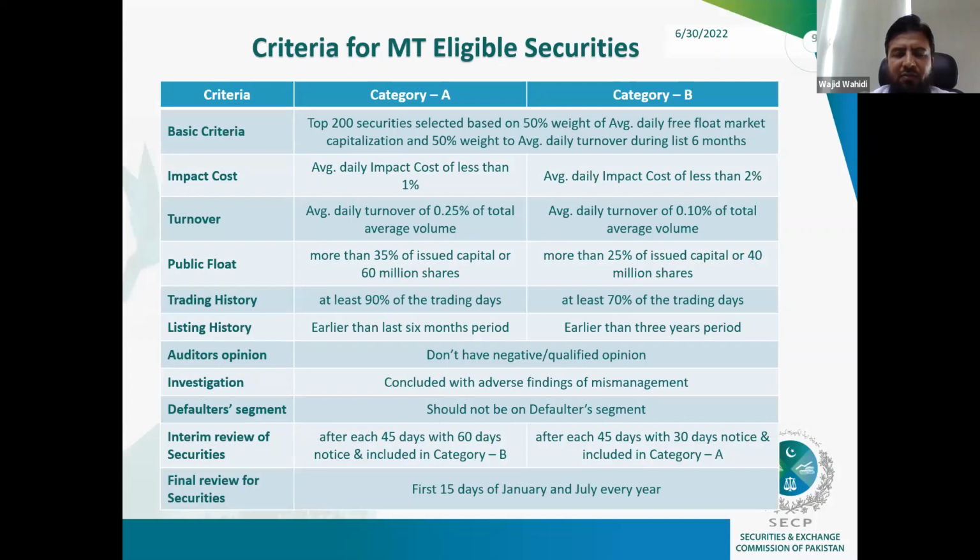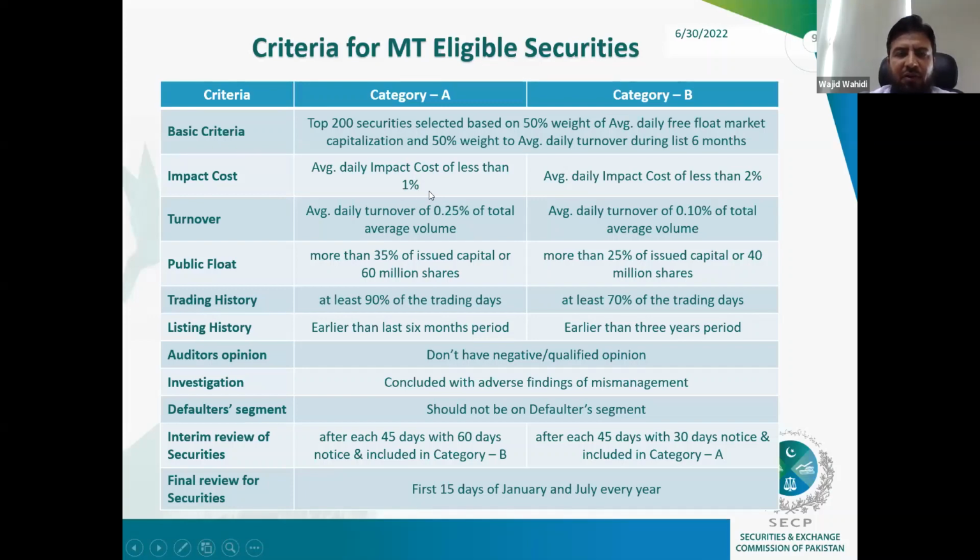This is the criteria based on which the eligible securities are selected. Narrate it for the sake of understanding. The basic criteria is that out of total securities, 200 securities are selected based on 50% weight on average daily free float and 50% weight on average daily turnover during the last 6 months. This is the basic criteria. After selection of the 200 top securities, the impact cost is calculated by the NCCPL. This basically shows the liquidity of the script.